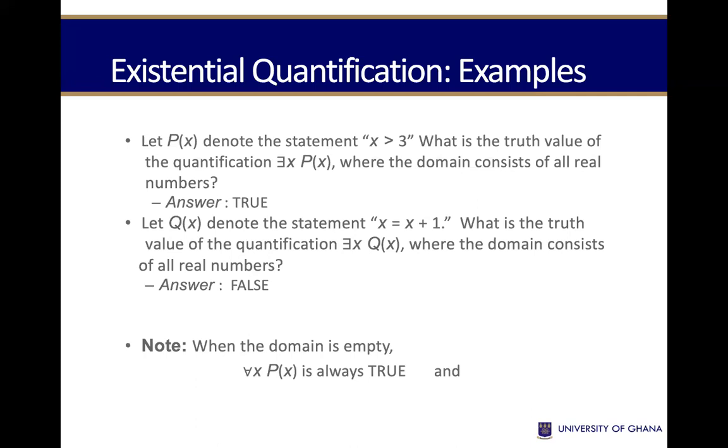All right. Again, there exists X, P of X is always false. The domain is empty. I cannot find an X, at least one X that will make it true. So because of that, I draw a conclusion that there exists X, P of X will always be false, because there is no way at all I can find that X in that domain that can make it true.